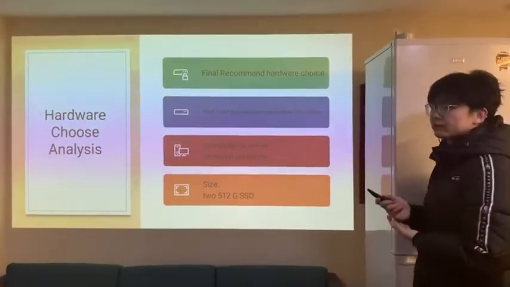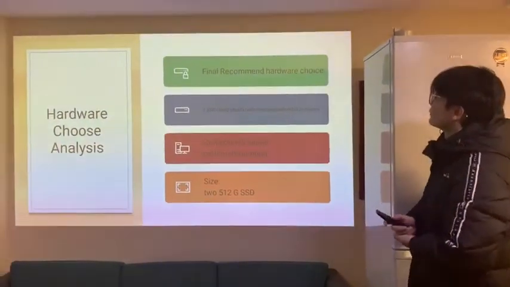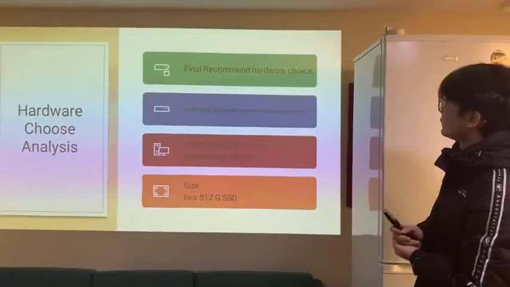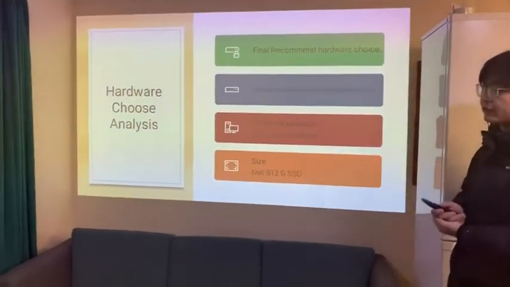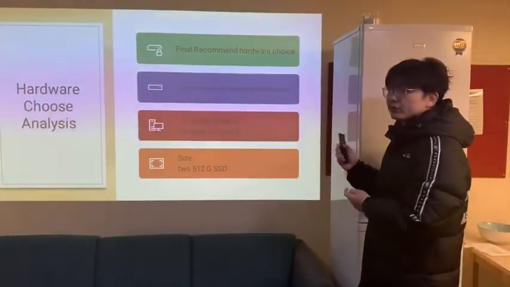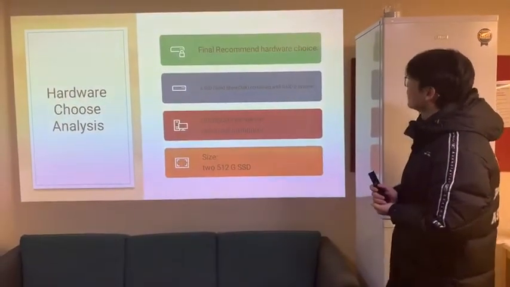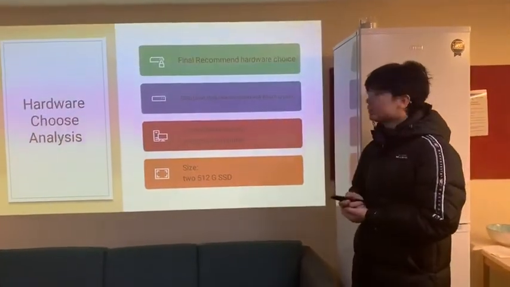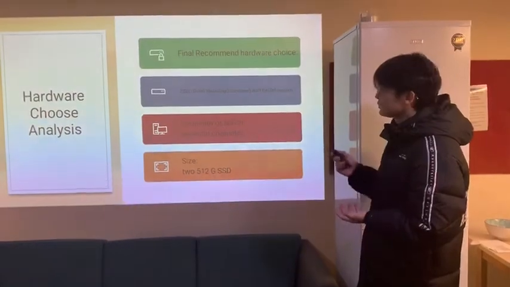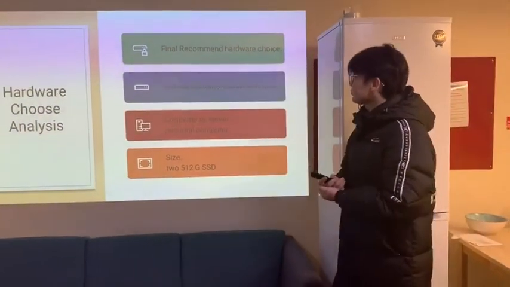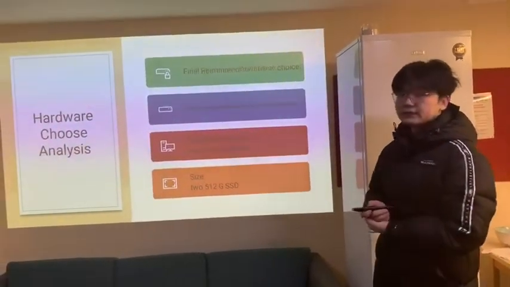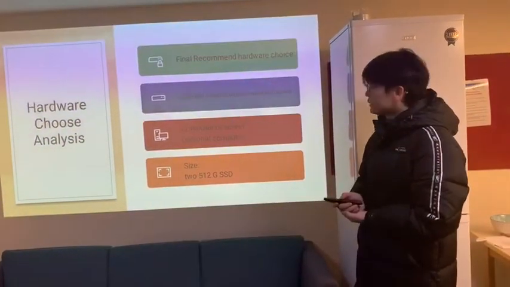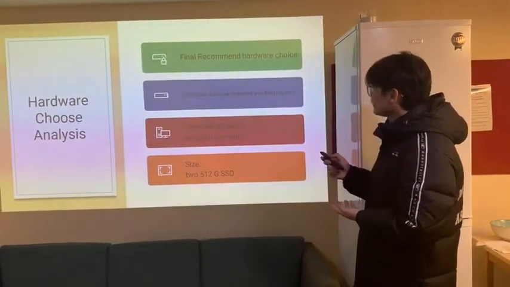I've considered many types of disks. I think the final recommended hardware choice consists of two solid-state disks, which is very basic, and it should also be combined with a RAID 0 system. And about computer and server, I choose a personal computer because I think for personal ownership, a personal computer is enough. And about the size of the solid-state disks, I think two 512 GB solid-state disks is enough.